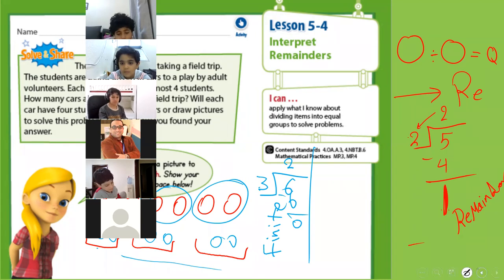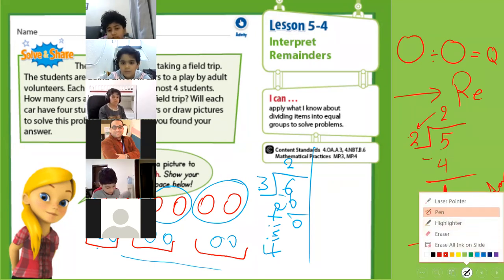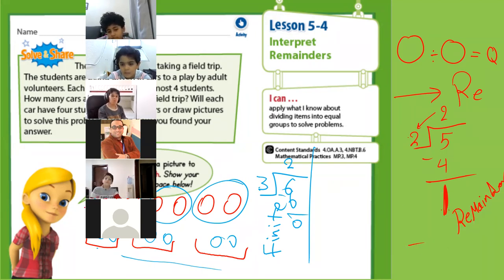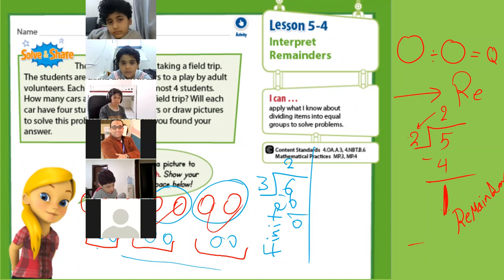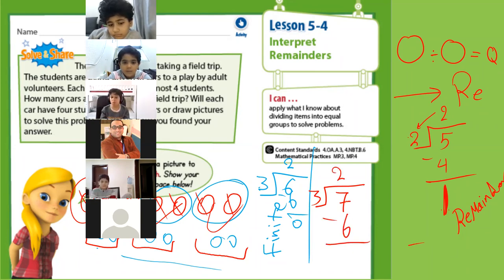But if we increase by one ball, adding one more ball, I can distribute 2 balls to every basket, and I have 1 remainder here. So this is infinite division. When we divide 7 balls by 3 baskets, I will get the same 2, 2 times 3 equals 6. The remainder here is what? 7 minus 6.